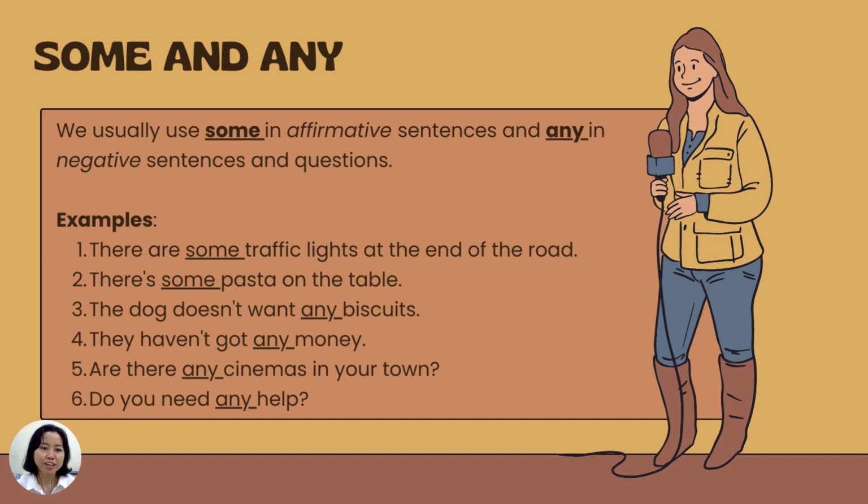Right. Number five, are there any cinemas in your town? Do you agree? This sentence uses any because this is a question.